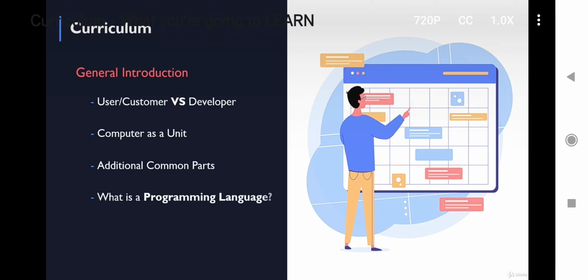We are going to introduce the user or the customer side, the one who actually buys or downloads or uses the app that we develop. And we are also going to talk about the developer side, which is the guy who is in charge of developing the application for this particular user. We're also going to talk about what is a computer as a unit, as well as what are some additional common parts that a computer system usually has. We are also going to talk about what is even a programming language, what this term even means, okay?